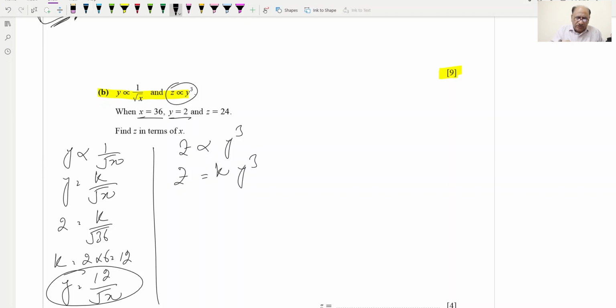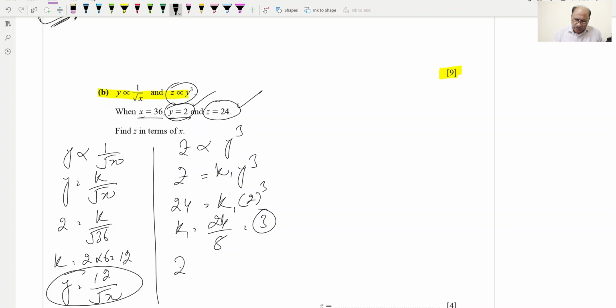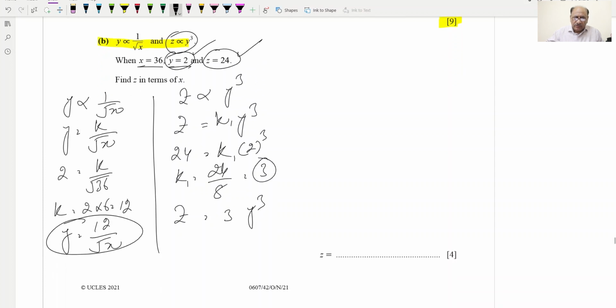They are saying y is equal to 2 when z is equal to 24. So these two values we will be replacing. So this is 24 is equal to k into 2 cubed, which is 8. So k will be equal to 24 over 8, which is equal to 3. So we got k value, or we can take it as k1, for example, to differentiate from the k which we have already taken. So this will be 3. So z will be equal to 3y cubed. And this is basically the relation which we got.